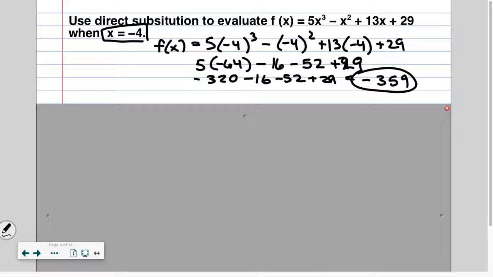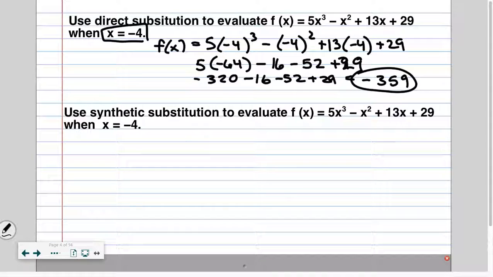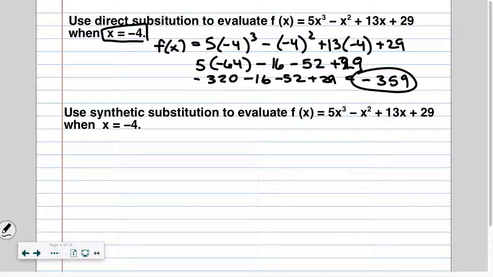The problem is, what happens when we get something like 5x to the 9th plus 3x to the 7th? So we get those really, really big exponents. Well, then we get really, really big numbers. Sometimes we don't know if we should keep it negative or keep it positive. So instead, what we came up with was this thing called synthetic substitution. So now we're going to use synthetic substitution. You'll notice here it's the same problem.